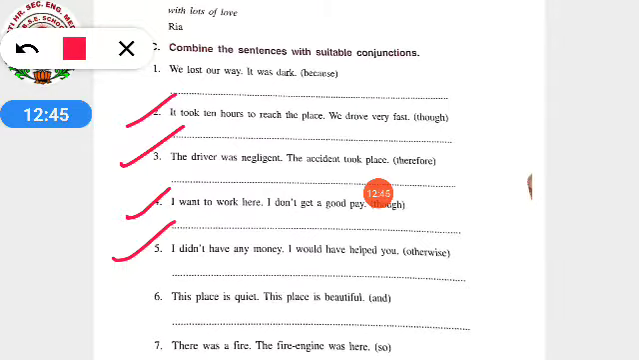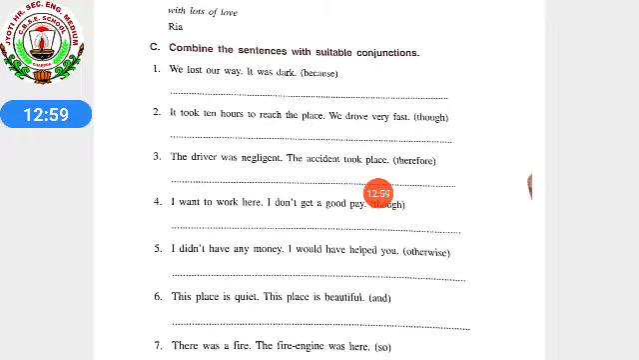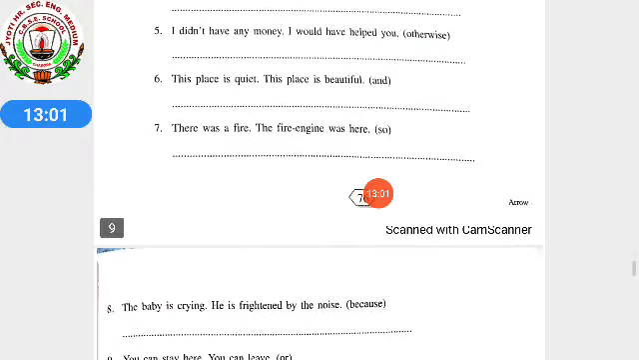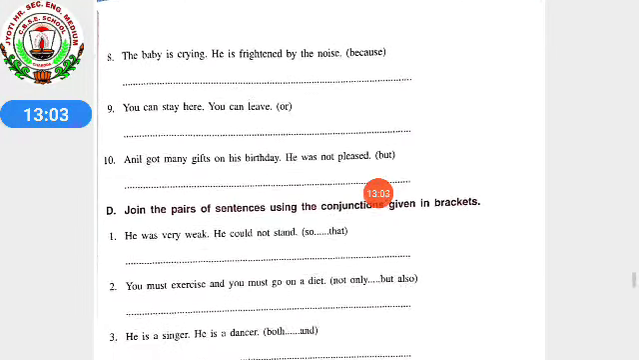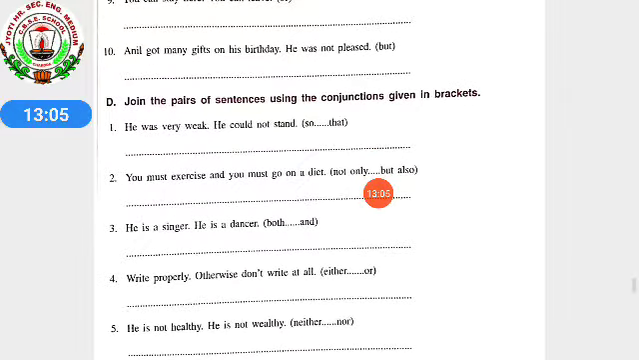Fifth one, I didn't have any money. I would have helped you otherwise. So it will be, I didn't have any money. Otherwise, I would have helped you. So 6, 7, 8, 9 and 10 you people will be doing by yourselves.